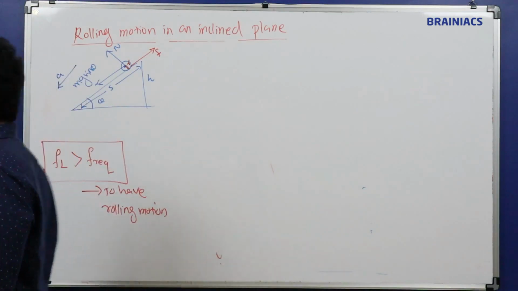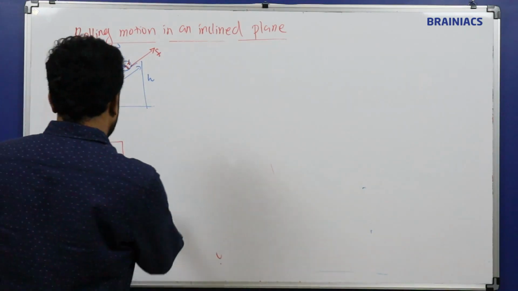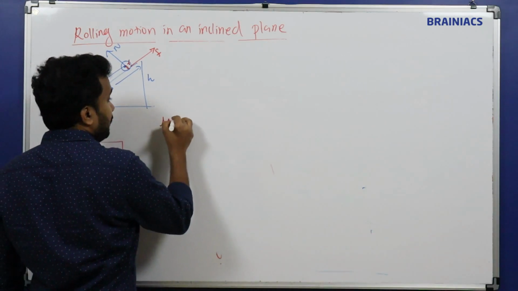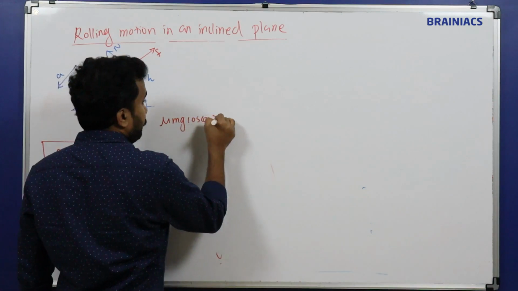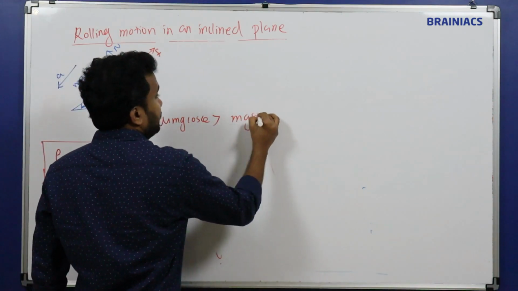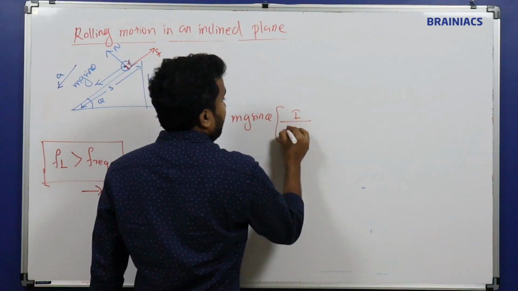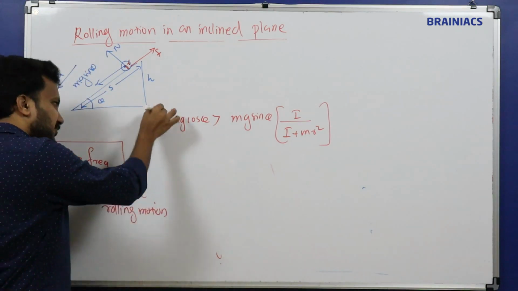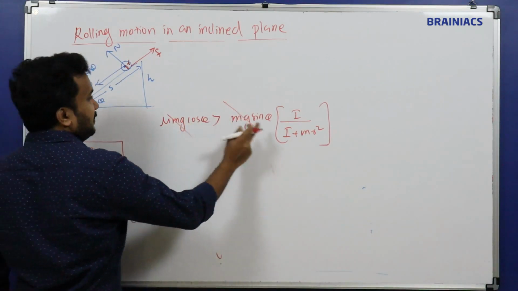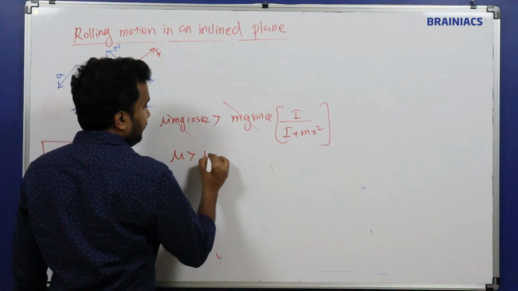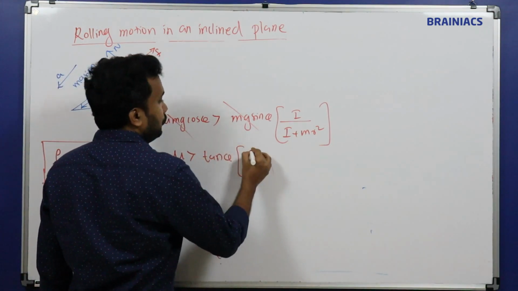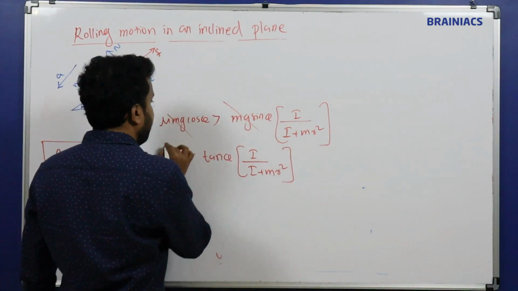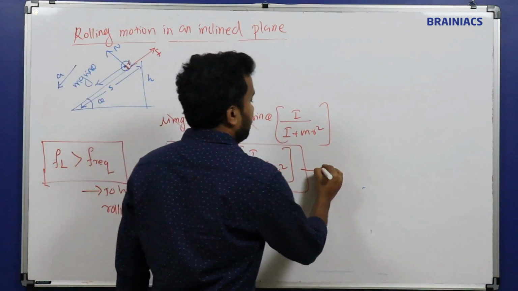Okay, so we know to have rolling motion, FL must be greater than F required. The limiting friction is mu mg cos theta, which should be greater than mg sin theta into I divided by I plus mr square. This is the condition. mg cancels, sin theta goes to the other side, so mu should be greater than tan theta into I divided by I plus mr square. This is the criterion to have rolling motion.